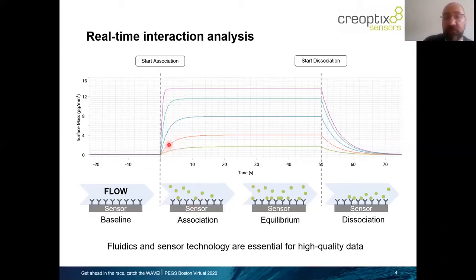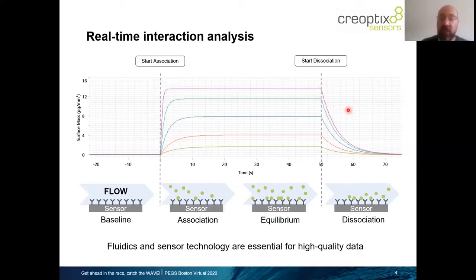The change in mass and the changes in refractive index will create the binding event, which is a dose response curve, creating what we call an association curve from which you can derive your on rate. And at some point, the sample injection is stopped, but there is still a flow of buffer that causes the molecules to dissociate. And this is what we call a dissociation curve from which you can derive your off rate.